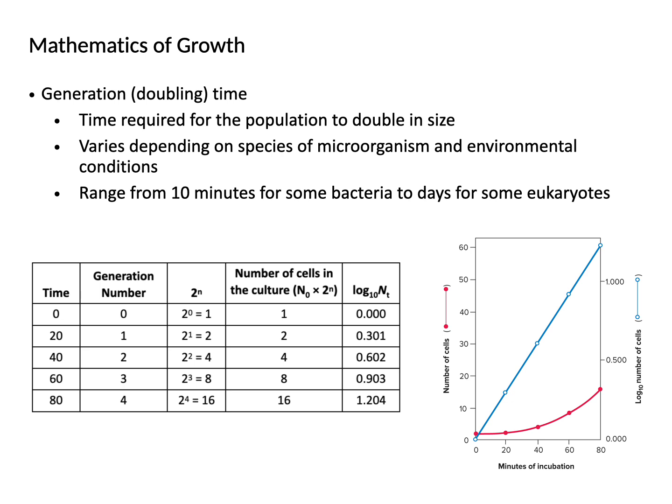Again, on this figure, you can see the minutes of incubation, and then the red is the absolute number of cells, and the blue is log. This nicely demonstrates the difference between having a log scale versus absolute number.